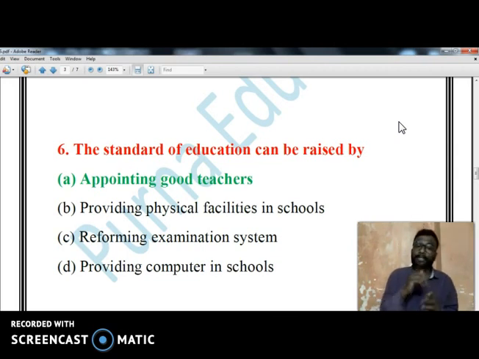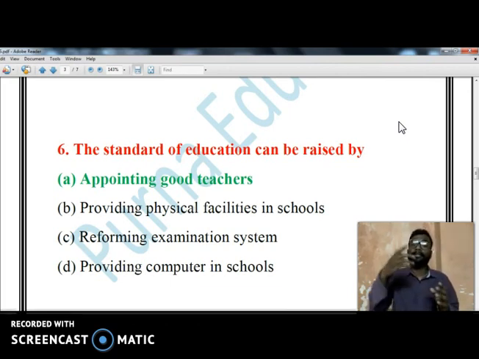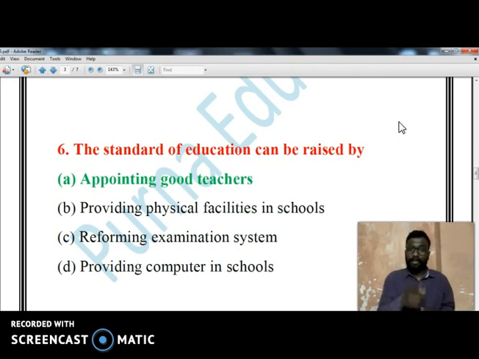So appointing good teachers will help to increase the standard of education. I hope you clearly understood. The standard of education can be raised only by appointing good teachers, but not by providing physical facilities in school. Of course, this may help to increase the standard of the student, and reforming examinations helps to some extent, as do computers in the schools. But there is no use of computer education without a good teacher, isn't it? Overall, the standard of education can be raised only through appointing good teachers. I hope you are really understanding, right?